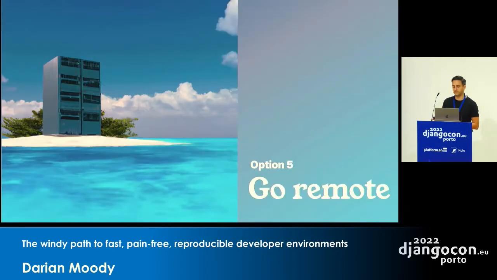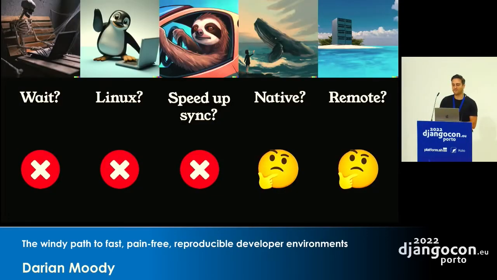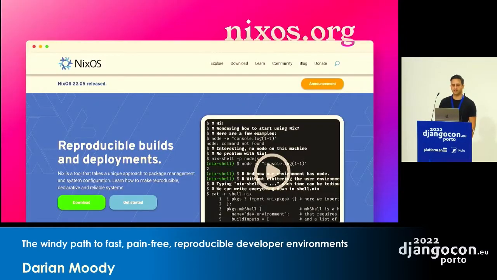And the fifth option, which this talk was going to be more about, but it's not going to fit in the time, is to go fully remote. So take development to the cloud and base the cloud development with Linux. There's a lot of services doing this, and I think it's the future, but we'll get to that. So yeah, there we were. We had 5 choices, 3 were dead ends, 2 remained, and that is when Nix entered the chat.